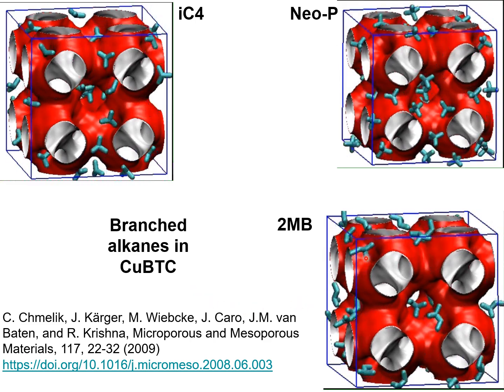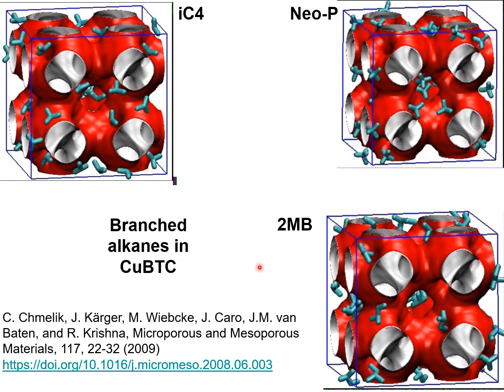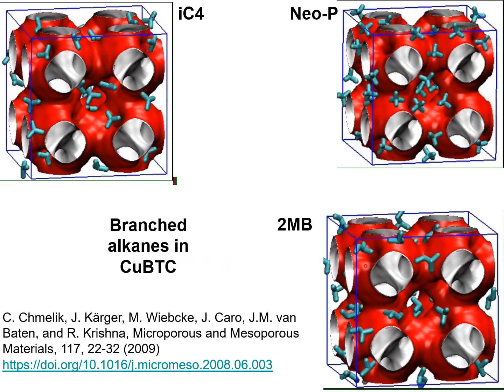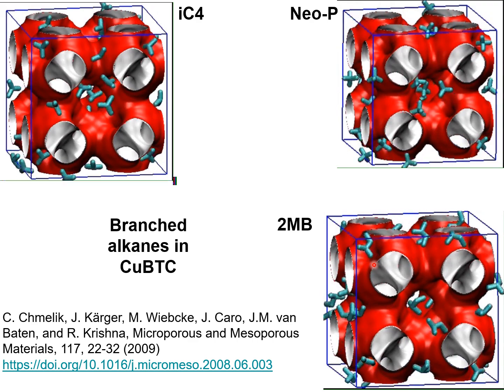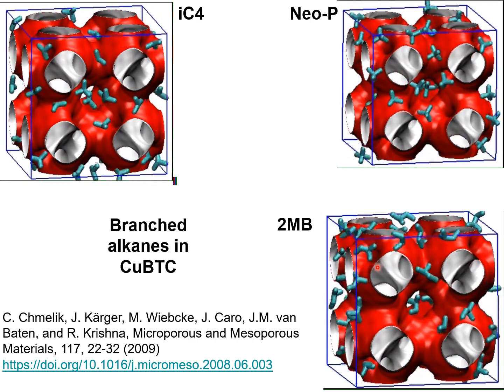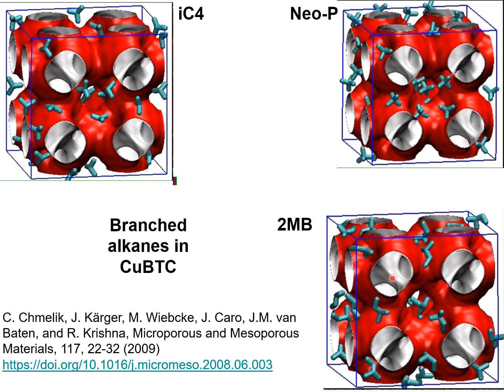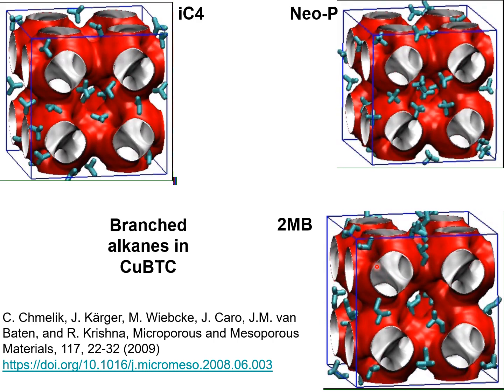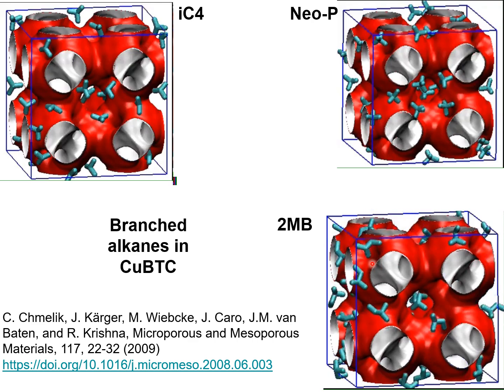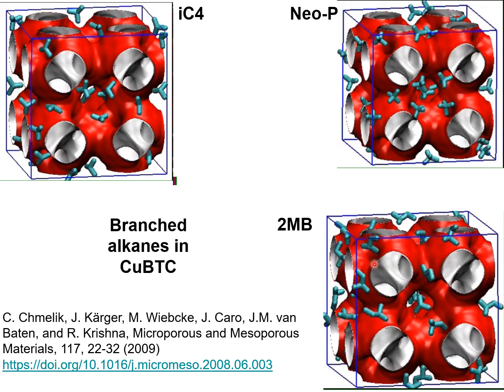Due to their configurations, the branched alkanes have greater difficulty in entering the tetrahedral pockets because of the constraint offered by the 4.6 angstrom window. The diffusivities of these branched alkanes are significantly lower, therefore, than the diffusivities of the linear alkanes shown in the previous slide.